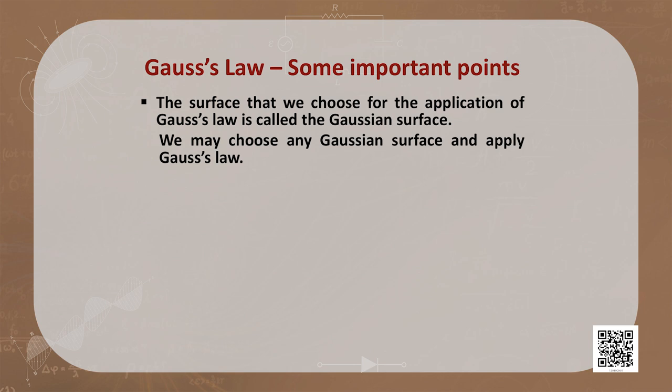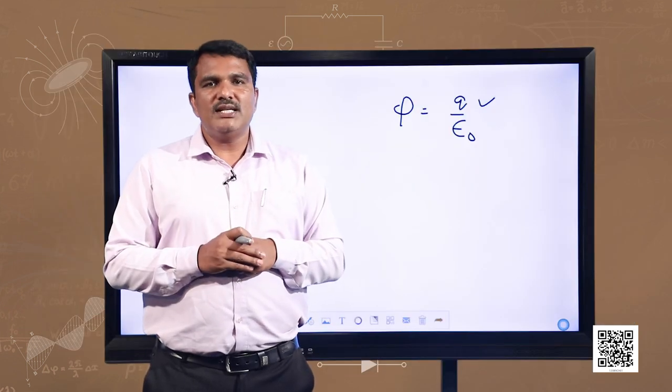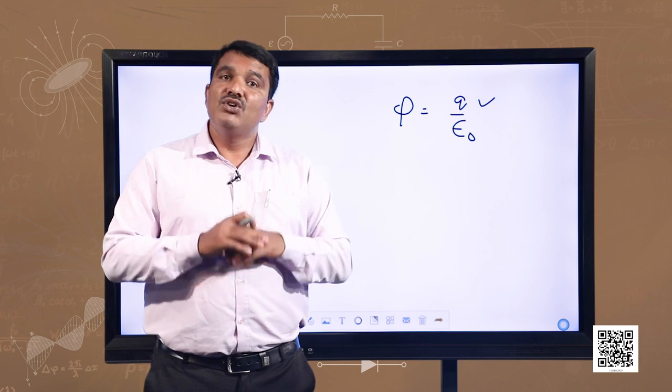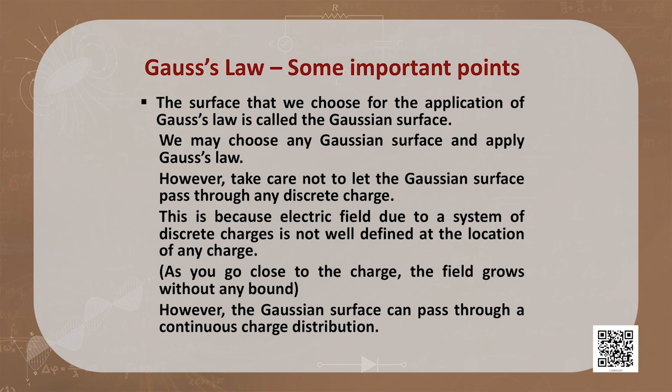You may choose any Gaussian surface and apply Gauss's law. However, take care not to let the Gaussian surface pass through any discrete charge. This is because electric field due to a system of discrete charges is not well defined at the location of any charge. As you go close to the charge, the field grows without any bound. However, the Gaussian surface can pass through a continuous charge distribution.